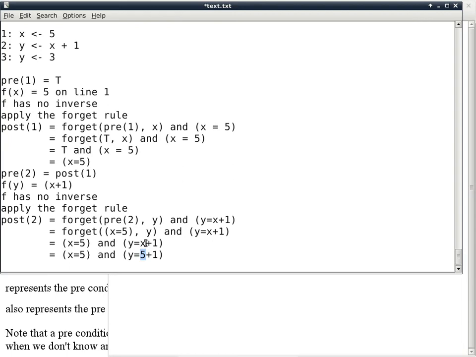Yep? But isn't y mentioned on the bottom, x equals 5 and y equals x plus 1? But that's outside of the parentheses. The forget operation is only this part. Okay. The conjunction is outside of the forget operation.